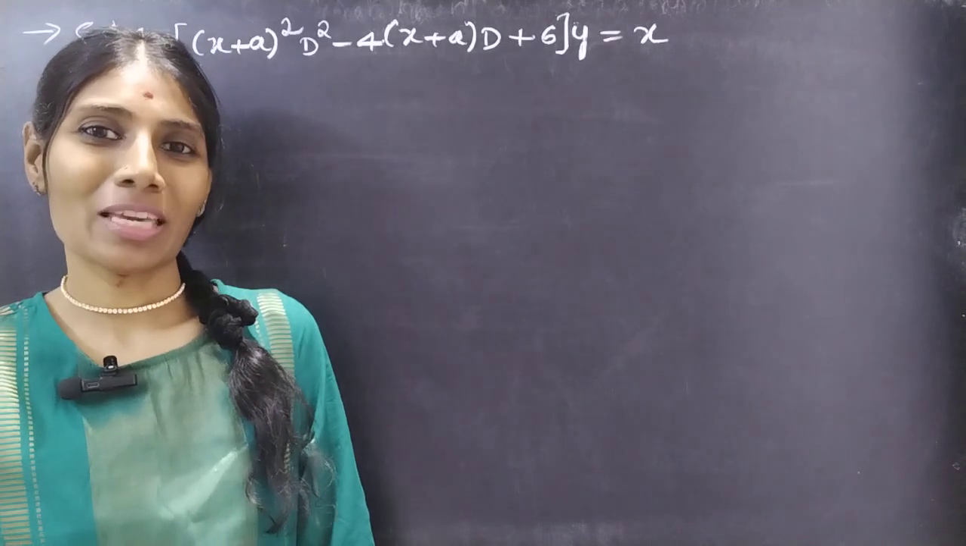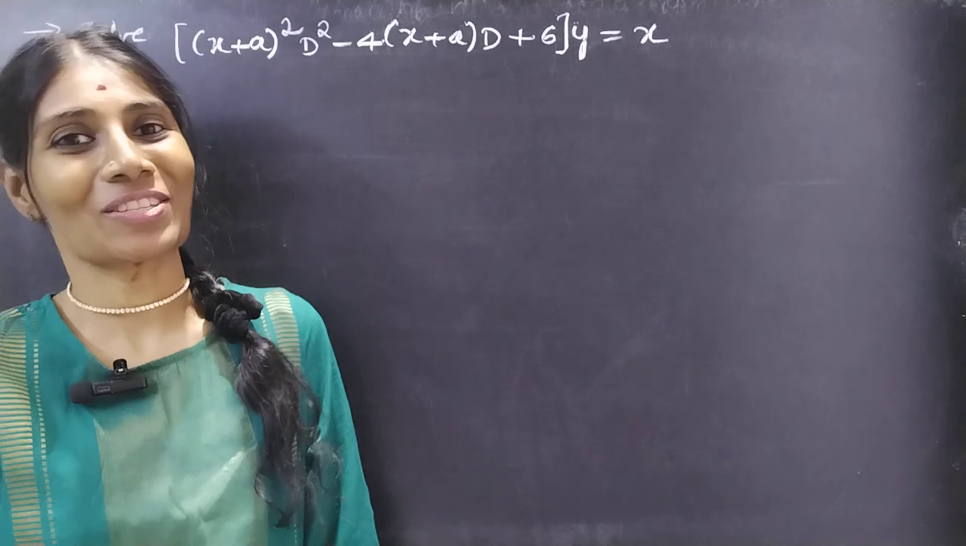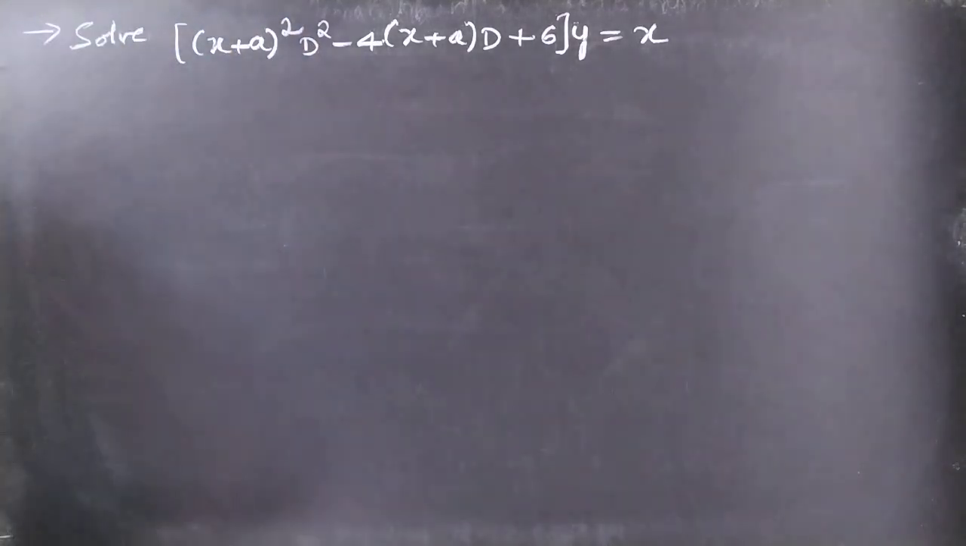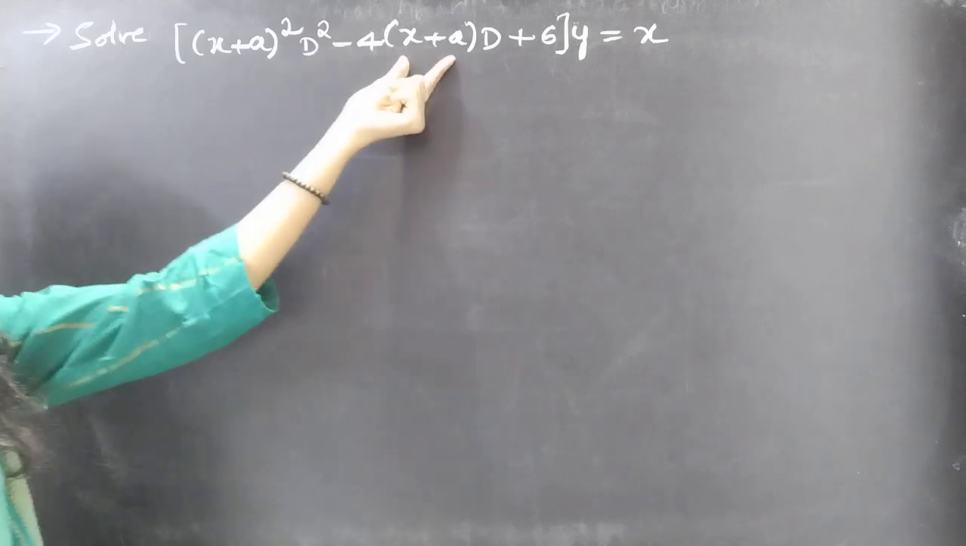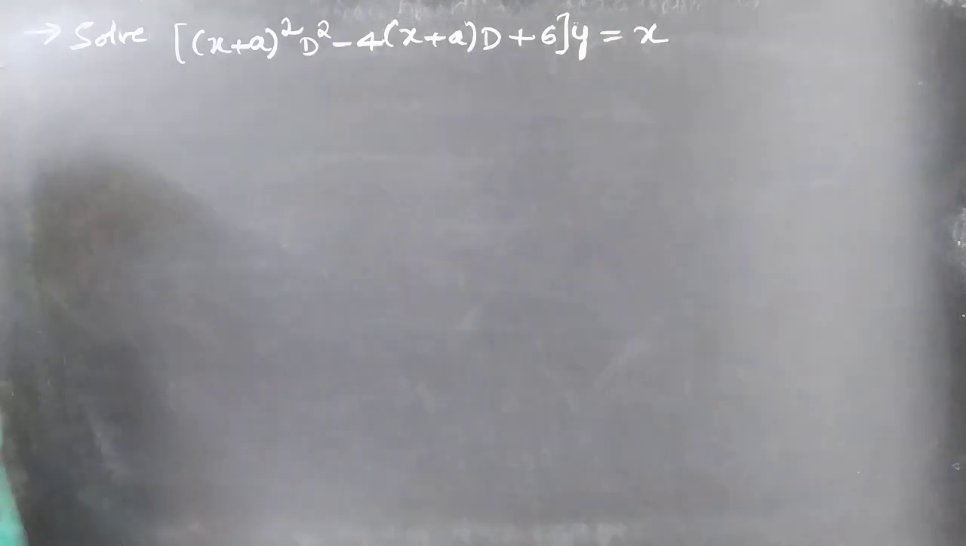In this video, we're going to see a problem from Legendre's equation. So let's get going. Problem: solve (x + a)² D² − 4(x + a) D + 6 y = x.